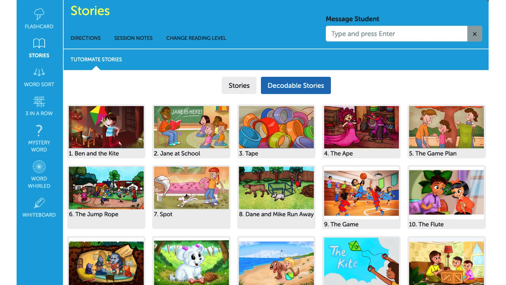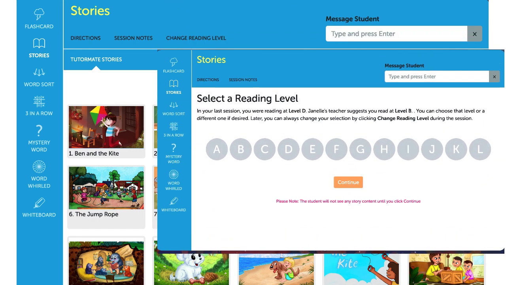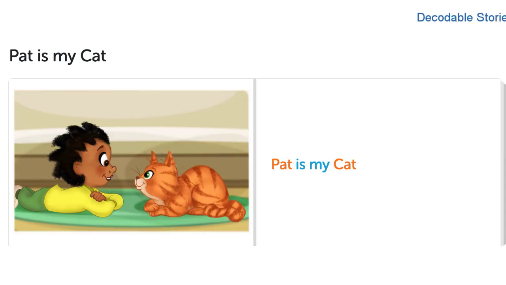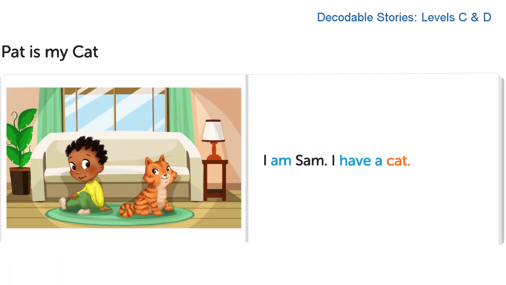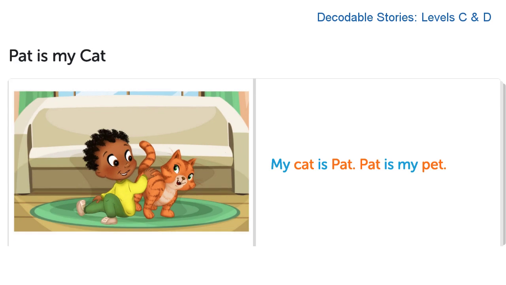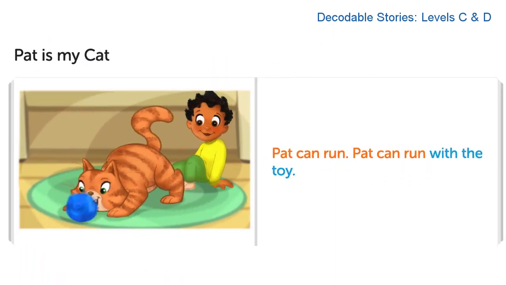The library also includes stories that are written to help students learn to decode words. These decodable stories are included in levels C and D only. The repeated readings of the decodable stories help readers with fluency and word recognition, especially as it relates to phonics patterns and high-frequency words students often see in first-grade text.